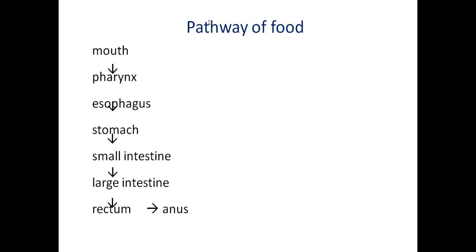Okay, now, so here's the pathway of food. I just told you that. So we start at the mouth, and we go to the pharynx, down to the esophagus, the stomach, small intestine, large intestine, rectum, and anus. So that's important.